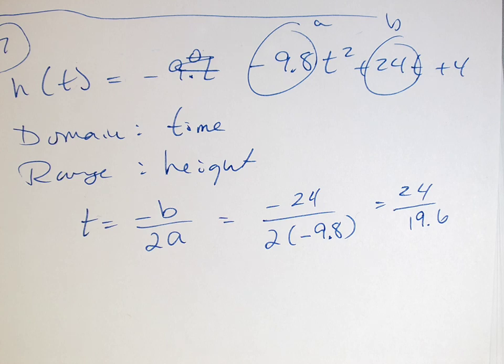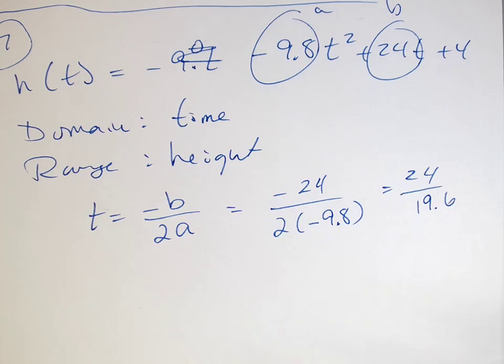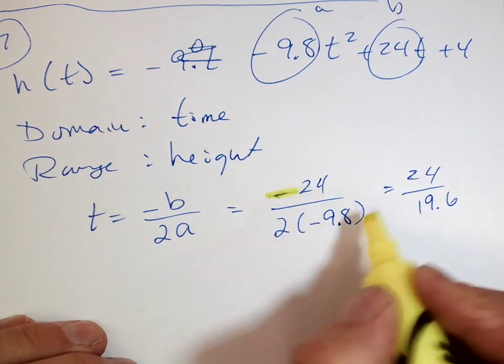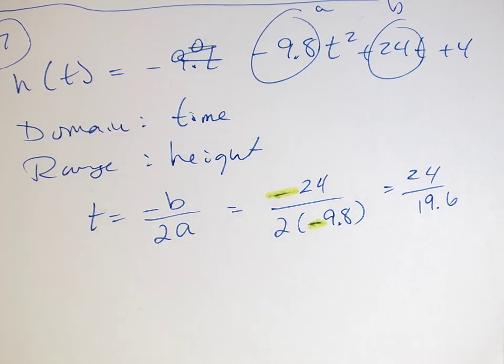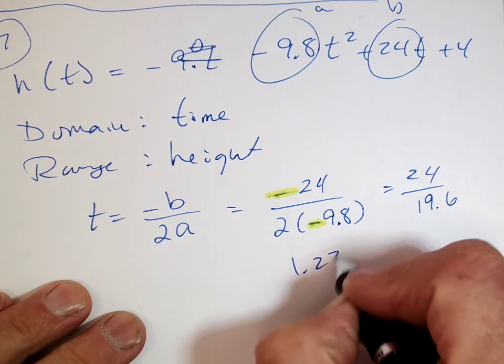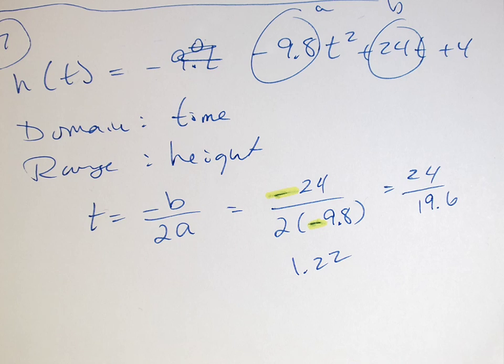Wait, isn't it a negative? Great question. I canceled them already. Right? You see that? So I got 1.22. 1.22 is not the height. It can't be. That's the time, right? That's the time to get to the height. So we plug in the 1.22 to get the height, okay?